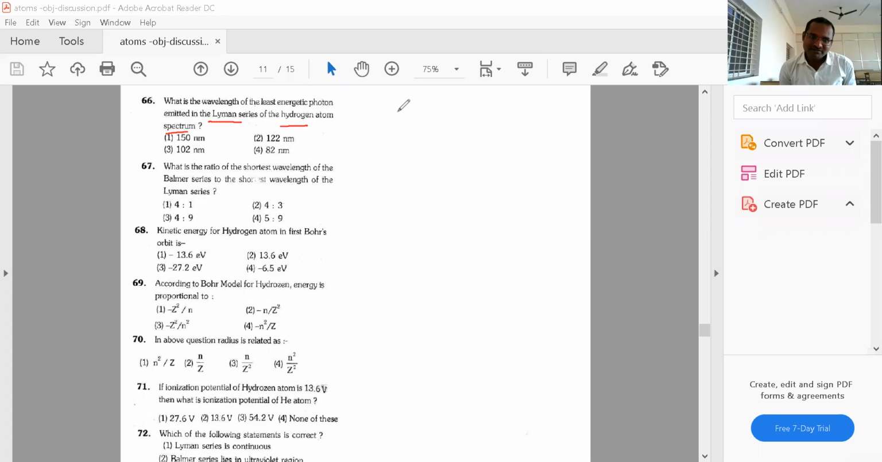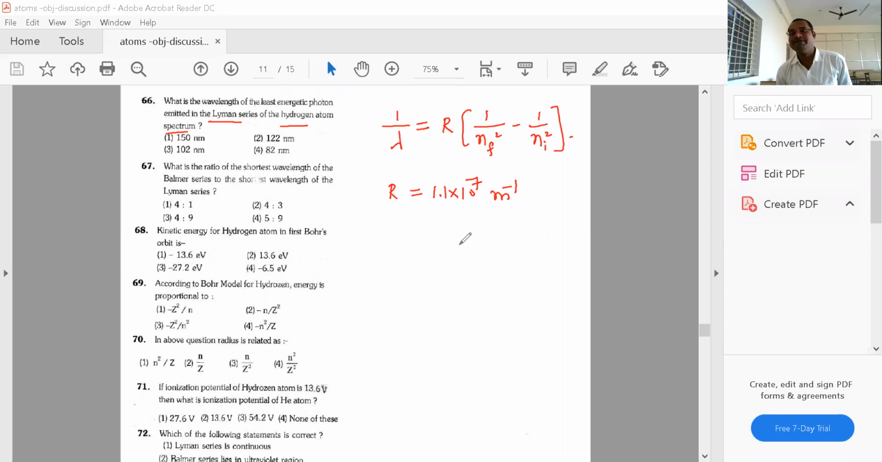And the wavelength of emitted radiation is given by 1 by lambda is equal to R into 1 by n final square minus 1 by n initial square. Yes, this is the formula. Do you remember these formulas? Now here, what is R? R is the Rydberg constant, its value is 1.1 into 10 to the power of 7 per meter. Per meter, that is, 1 by meter is the unit.